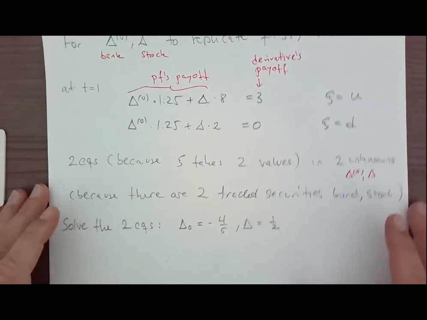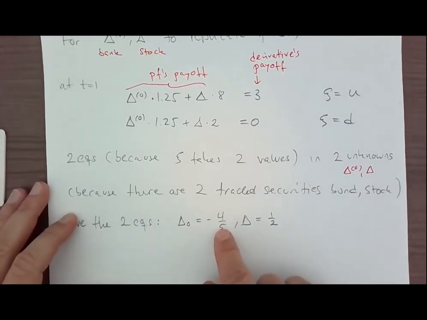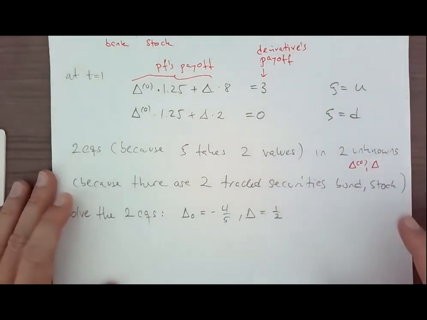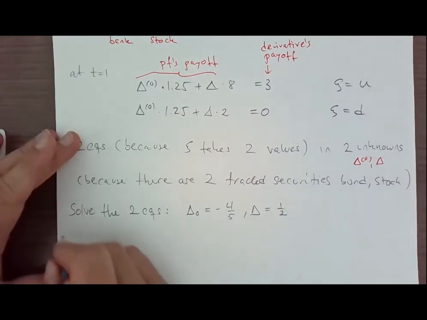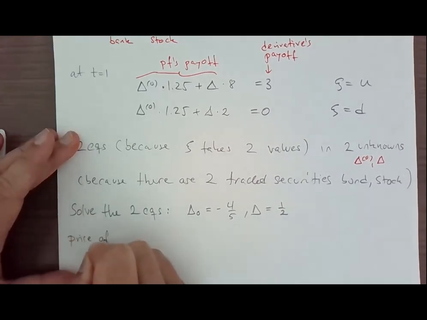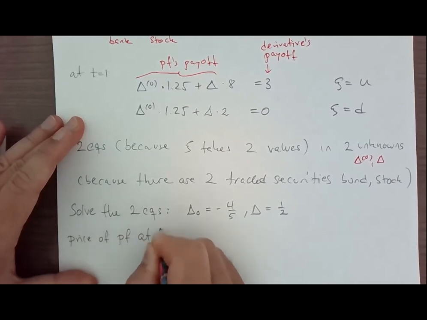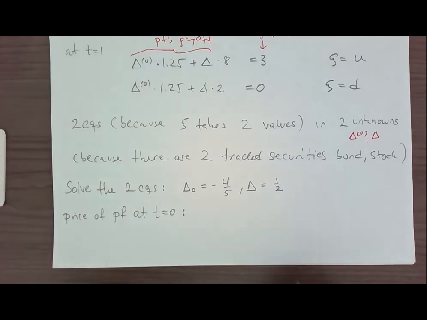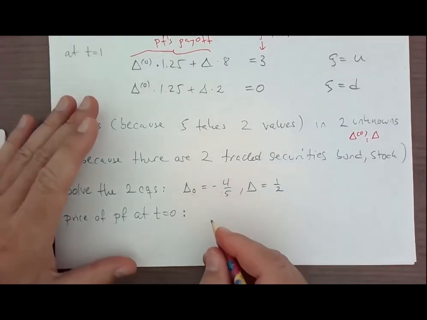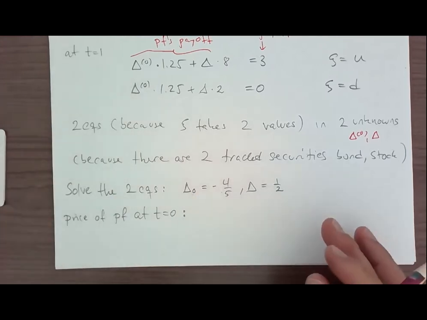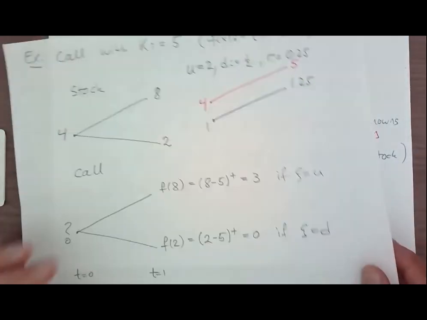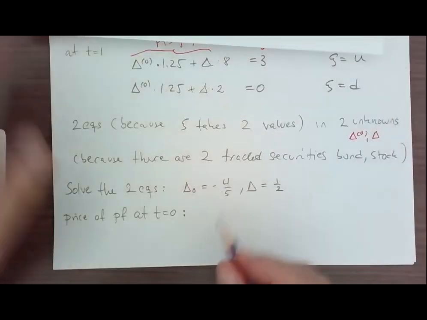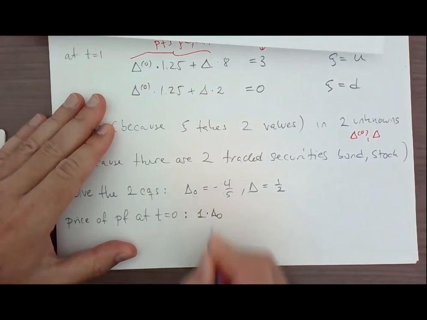So now I know what to invest. I need to buy minus 0.8 shares in the bank, and I need to buy half a stock to create this derivative's payoff. And so what is the price of the portfolio? Price of portfolio at time 0. Well, the way that we do that is how much does it cost to buy delta naught? What is the price of the bank at time 0? The price of the bank at time 0 is 1. So I'll have 1 times delta naught.